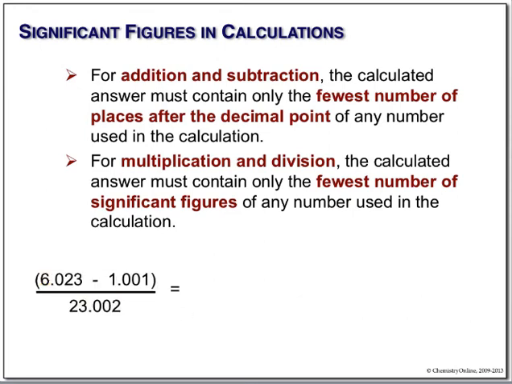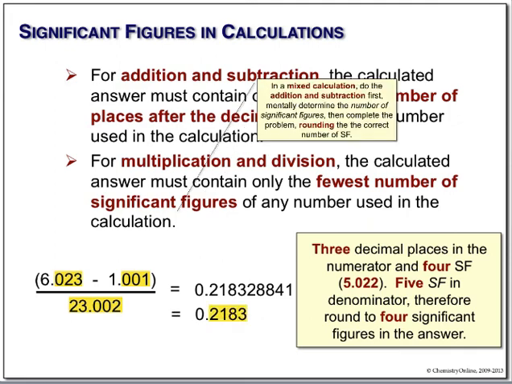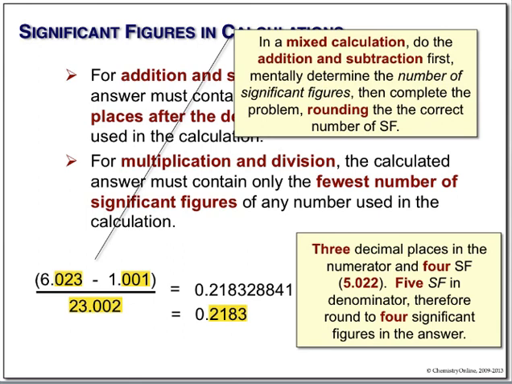In a combined operation like this, we would do our calculator answer. Then we would look at our numerator, where we're doing simple subtraction. We have 3 digits after the decimal point in both numbers, so our numerator is 5.022. That's 4 significant figures. Our denominator, where we're doing division, has 5 significant figures, so we must round this to 4 significant figures. When you're doing a mixed calculation like this, you want to do addition and subtraction first, figure out how many significant figures you're working with, and then do multiplication and division.